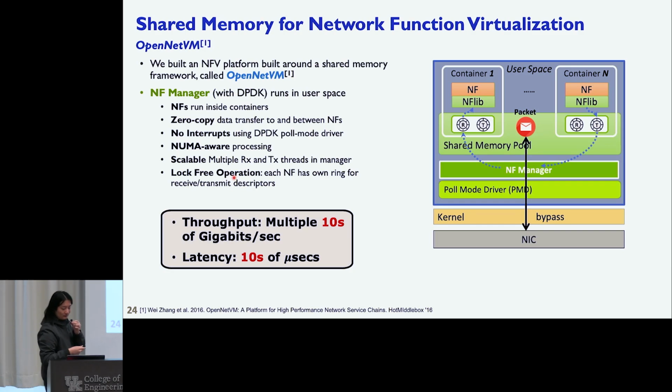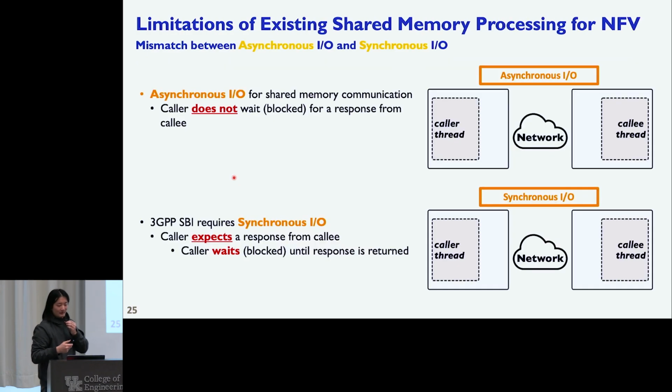But can we use shared memory processing in the 5G control plane functions directly? Of course not. There are several limitations of the existing shared memory frameworks for NFV, and these limitations mean we cannot directly apply shared memory to speed up the control plane operations in the 5G core. The first limitation is the mismatch between asynchronous I/O and synchronous I/O.